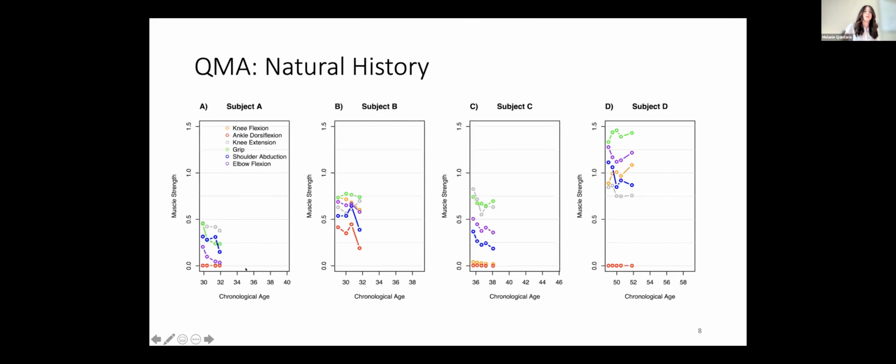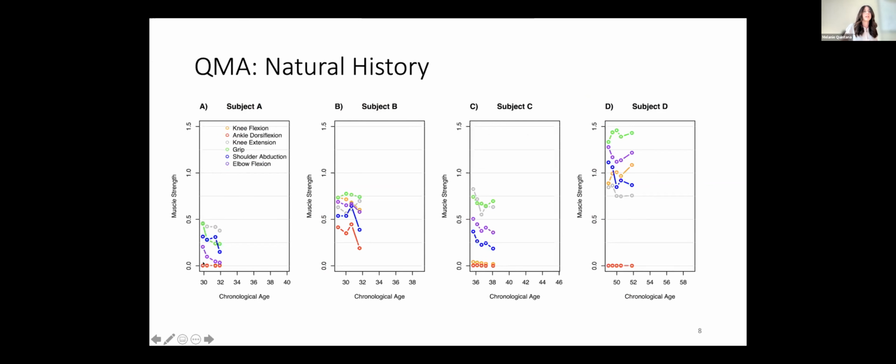Here I have chronological age, so these are the longitudinal measurements over time of individuals for 6 key muscle groups that we study. We study the knee flexion, which is the hamstring, ankle dorsiflexion, knee extension, which is the quadricep, grip, shoulder abduction, and elbow flexion.